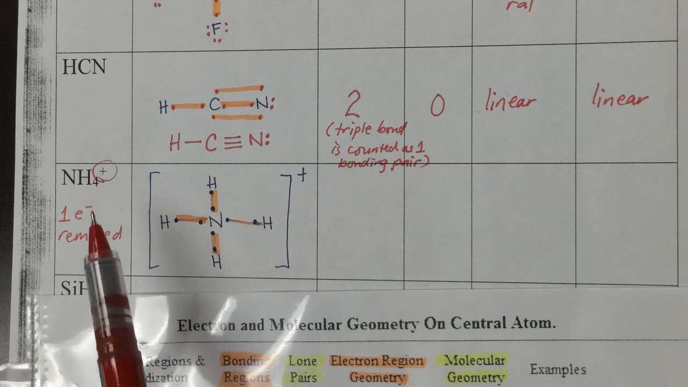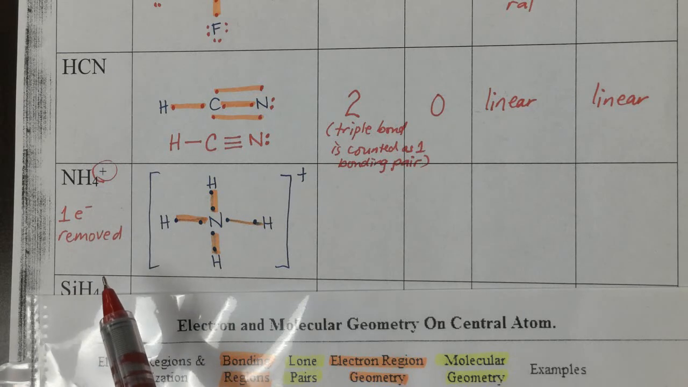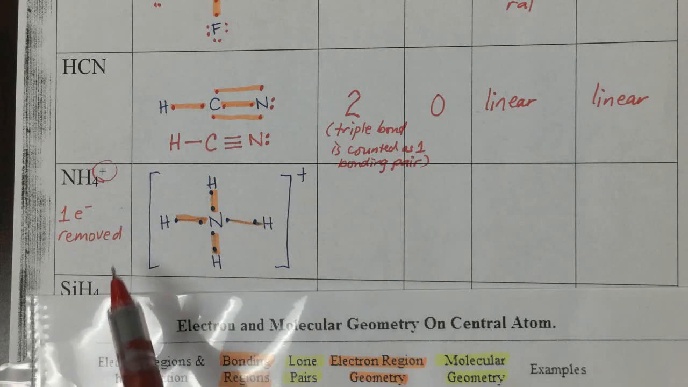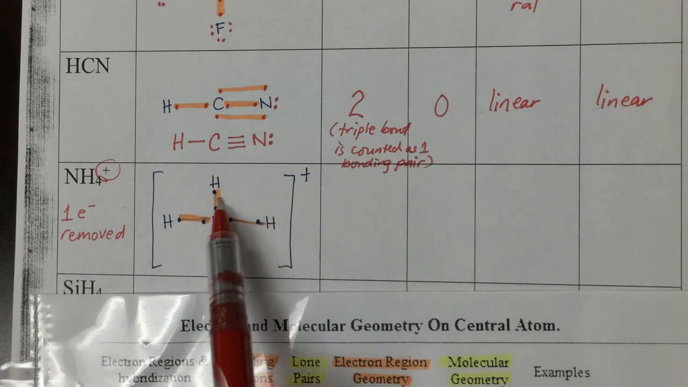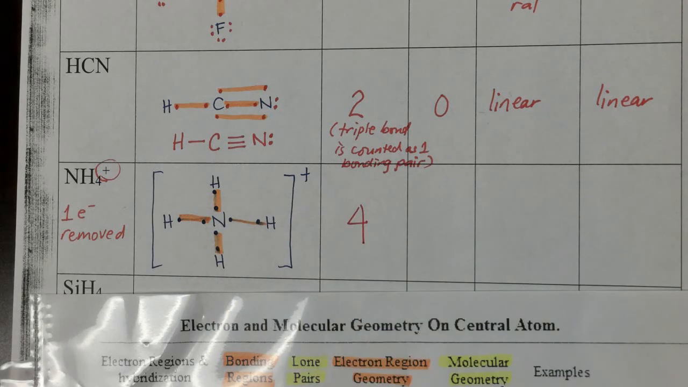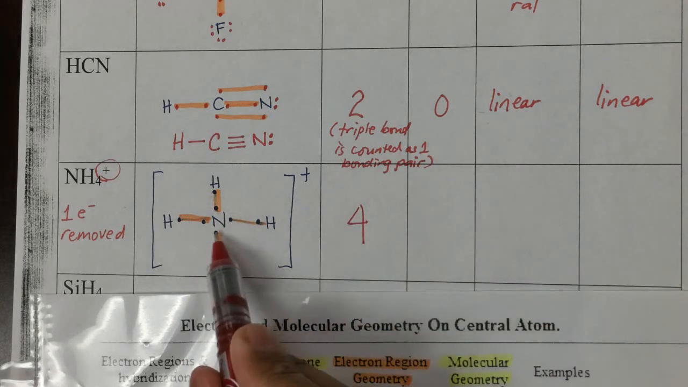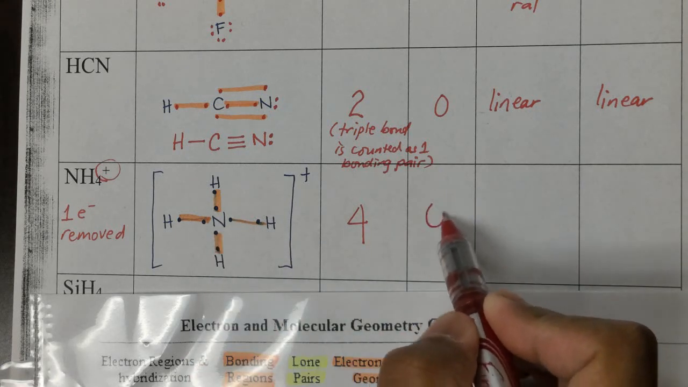Okay? And remember, plus meaning you subtract. If it's a minus, that should be an added electron. But in this case, it's removed, so you subtract it. And so, when you count the number of bonding pairs, of course, that's 4 single bonds, so you get 4. And then, do we have any lone pair again for the central atom? There's none, of course, so that's 0.